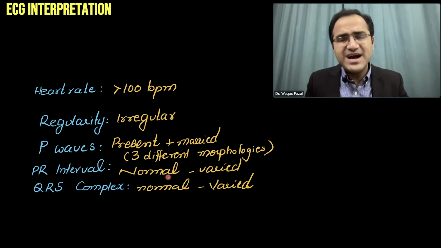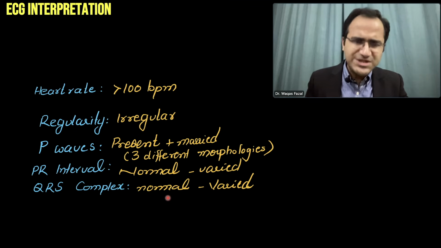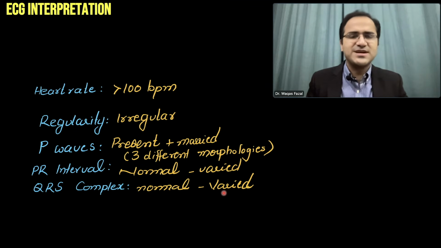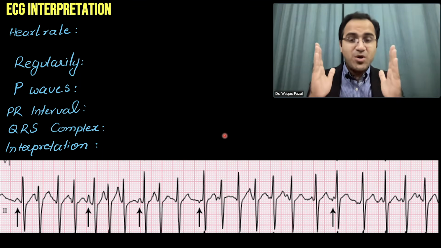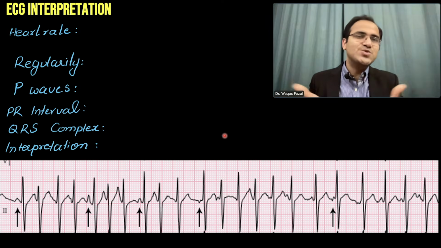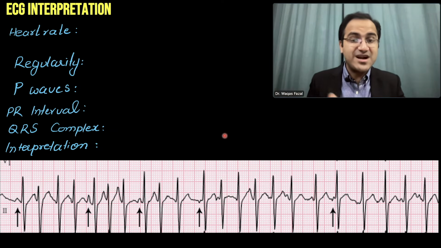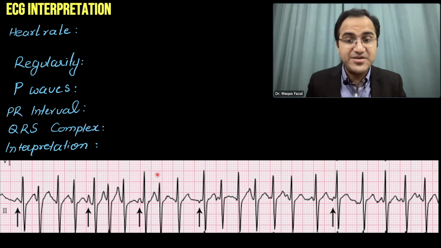PR interval will be either normal or it can sometimes be wide. The QRS complexes will be mostly normal. They can be wide sometimes. Now let's practice some ECGs. By the simple look of this ECG, you can tell that there is tachycardia. There is a very fast, rapid rate.